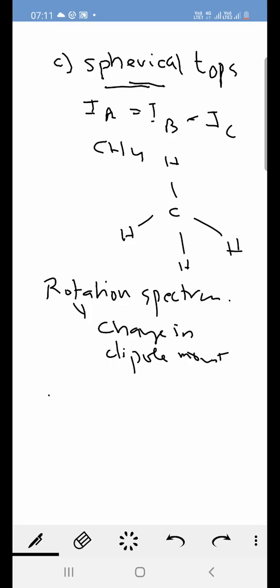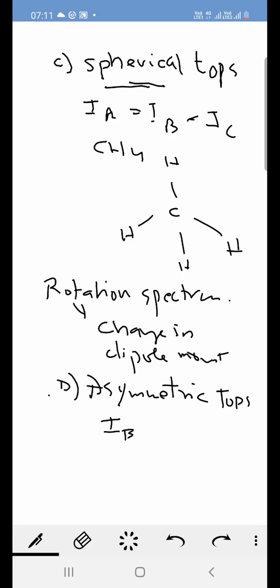The last group of molecules based on moment of inertia are the asymmetric tops. And here there is no equivalence. That means none of the moments of inertia are equal to each other. So IB is not equal to IC, and also not equal to IA. The majority of substances actually belong to these asymmetric tops.